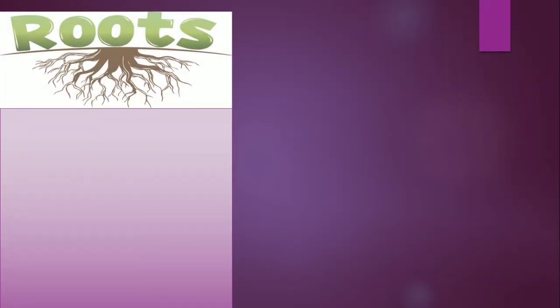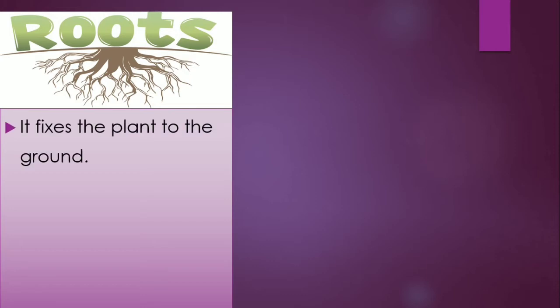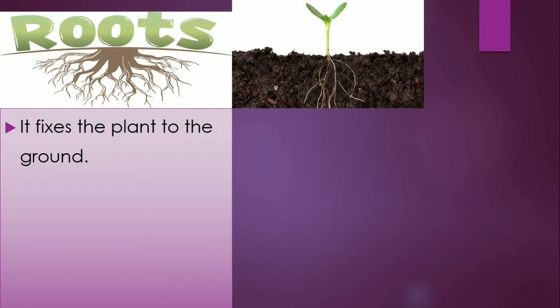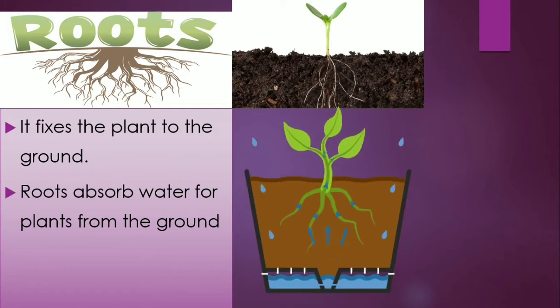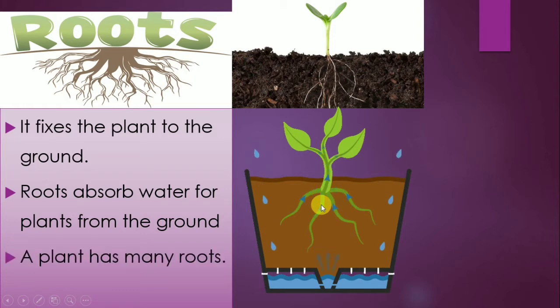Next, roots. The roots fix the plant to the ground. The roots hold the plant firmly inside the soil and the roots absorb the water for the plant from the ground. Yes, here you can observe the roots absorb the water from the soil. A plant has many roots.